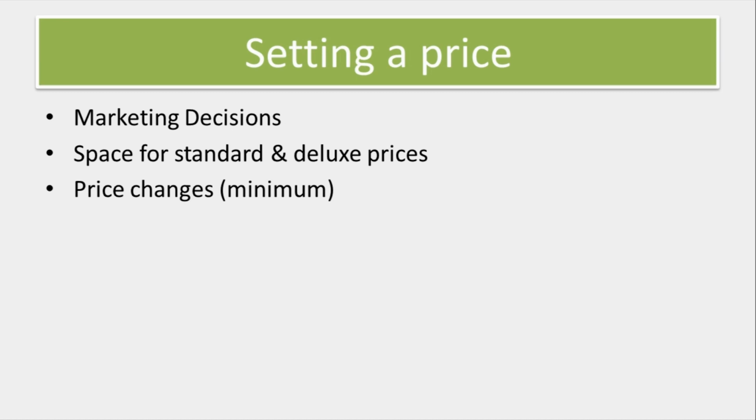Okay. Setting a price is fairly straightforward in the game, and we saw how to do that in a previous video in terms of setting a price for both standard and deluxe prices, and how to do that on the website. So the other aspect that's important in the game is actual price changes. You'll find in the data log something called minimum price change, which is a constraint in the game. So if you're selling a product for $10, you might find that the minimum price change is $1.